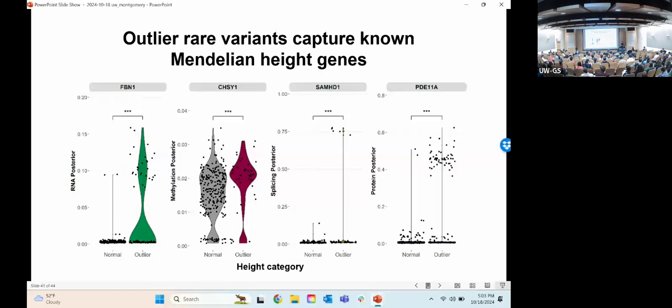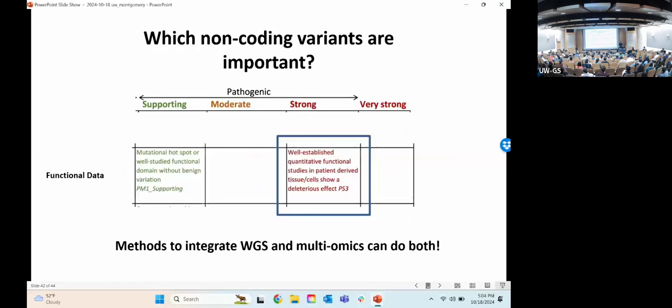What we found through this approach is that we were able to recapture some known Mendelian height genes like FBN1, CHSY, et cetera. So you can see the difference in the distribution of some of these high scoring Watershed prioritized variants versus the total distribution for each of these. Some of these are noisier distributions, but here's a clear difference as well. So again, we think this adds power to burden tests, and you can include variants outside of the protein coding genome by having this combined information.